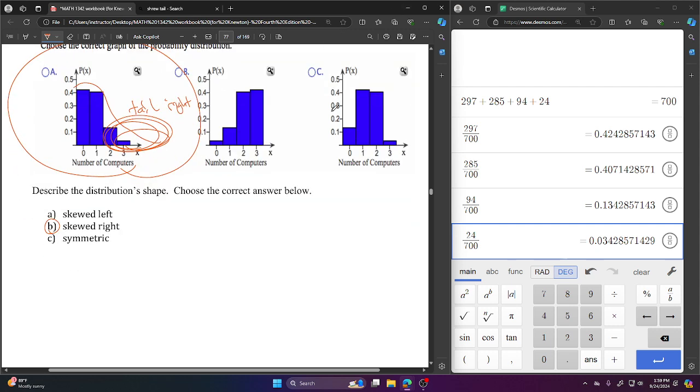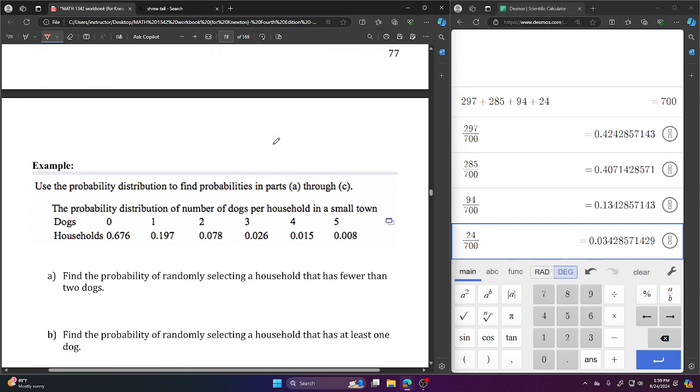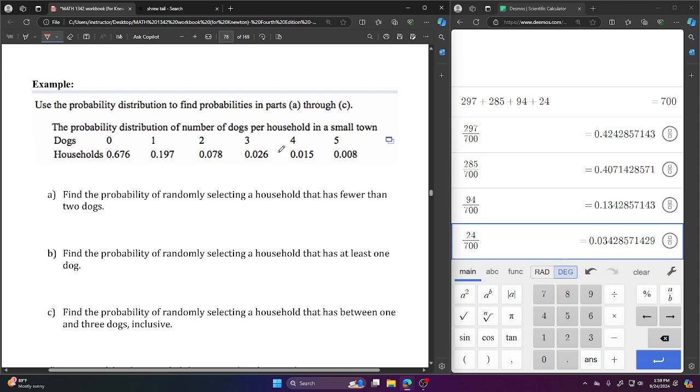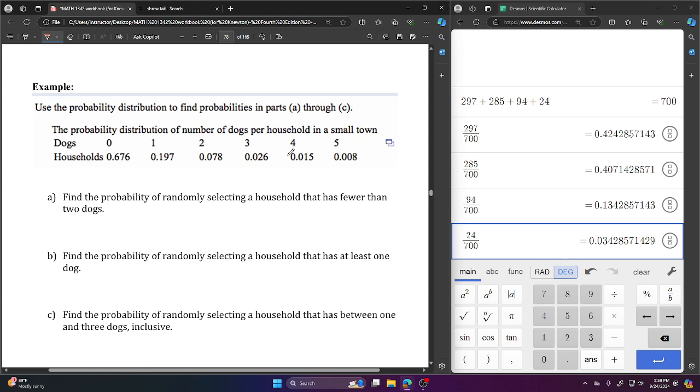Okay, thank you guys. Very good question. That was excellent. Okay, moving on. Dogs and households, the last one here, and then we're going to start doing some crazy new stuff in GeoGebra. It's similar to what we just did, but they already did the probabilities for us. I'm guessing that if you add all these up, you're going to get 100%. Just a guess. So find the probability of selecting a household that has fewer than 2 dogs. What is fewer than 2? 0 and 1. These right here.